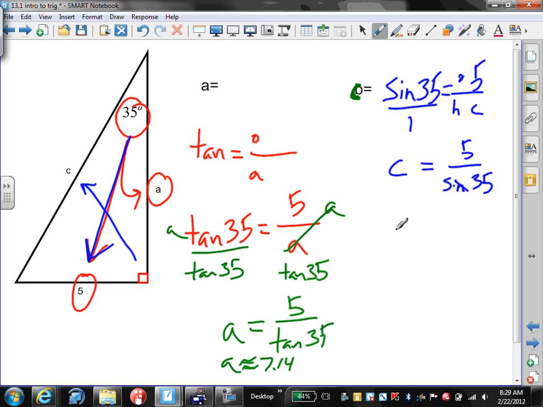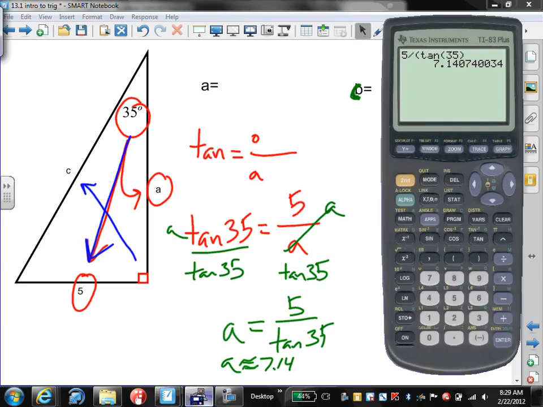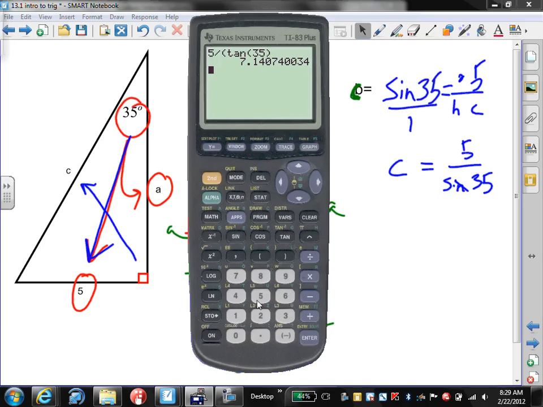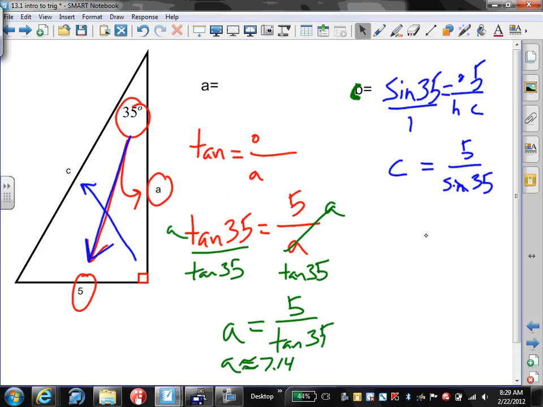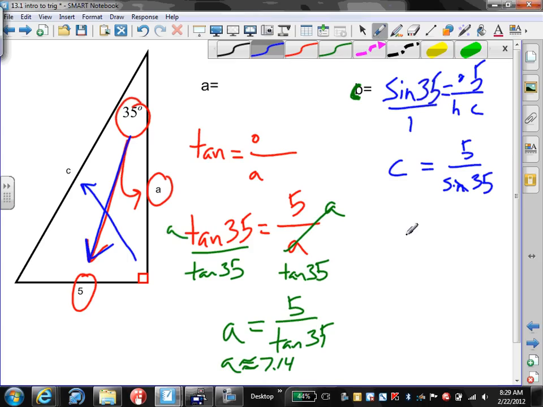So again, I'm going to go back to my calculator. I'm going to move it over so we can see the problem, and we're going to have 5 divided by parentheses sine 35 close parentheses and hit enter. It's not necessary to throw those parentheses in all the time. I like to, just because there's no error in what's on the bottom and what's on the top. So we have 8.72 by rounding it. So 8.72. Let's go ahead and fill that out.